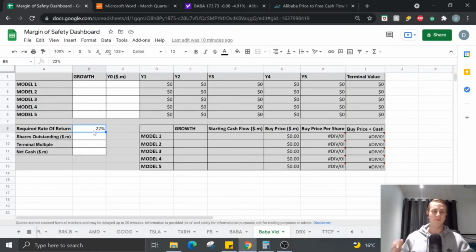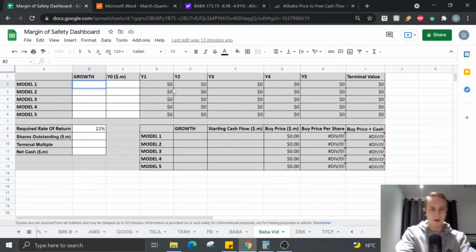Then after that, we need the shares outstanding of the company. I'll show you how to find that. And then following that, we also need a terminal multiple and the net cash of the company. So now let's work out what price we want to buy Alibaba.